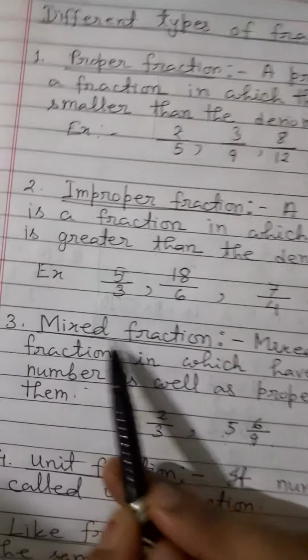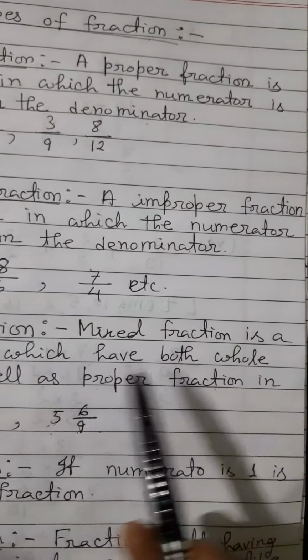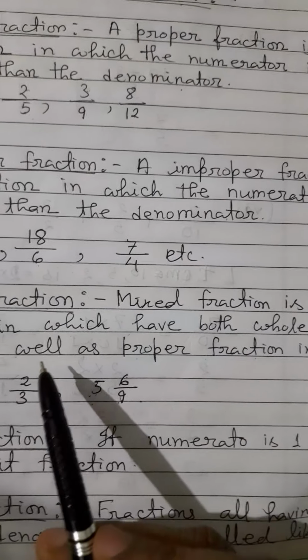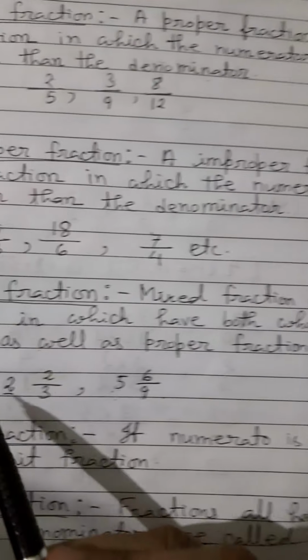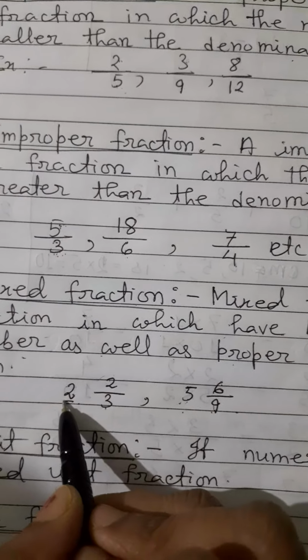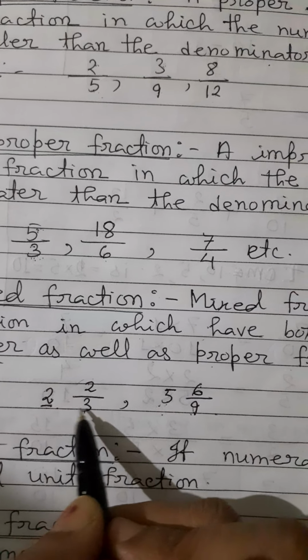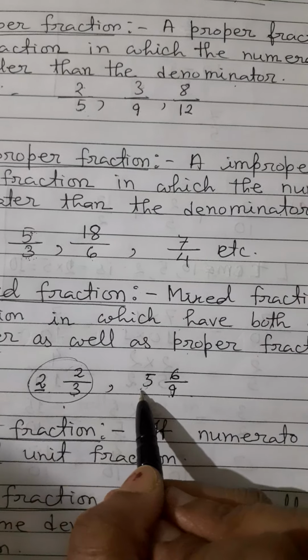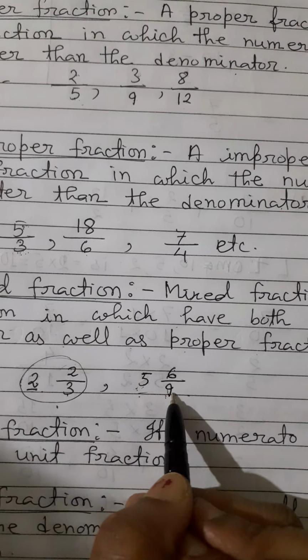Next, mixed fraction. What is a mixed fraction? A combination of a whole number and a proper fraction is called a mixed fraction. Suppose here 2 and 2 by 3, 2 is a whole number, 2 by 3 is a fraction. All these are called mixed fractions. Similarly 5 and 6 by 9 is a mixed fraction.